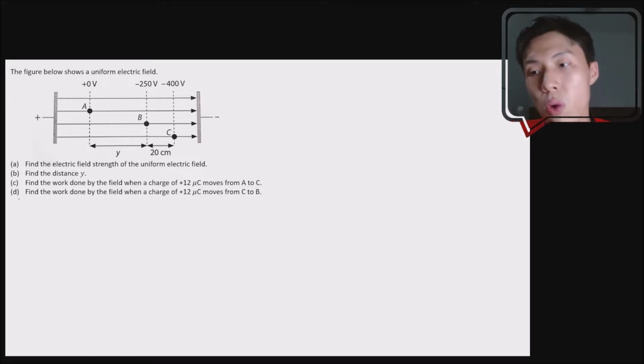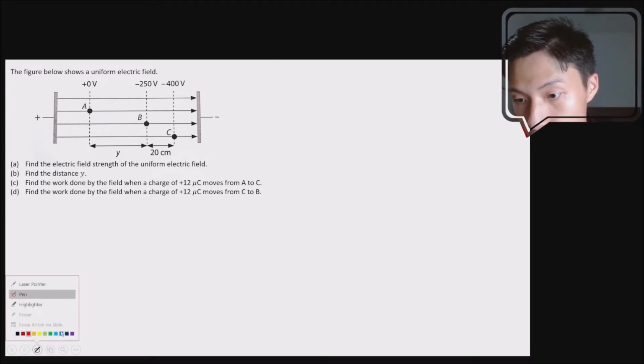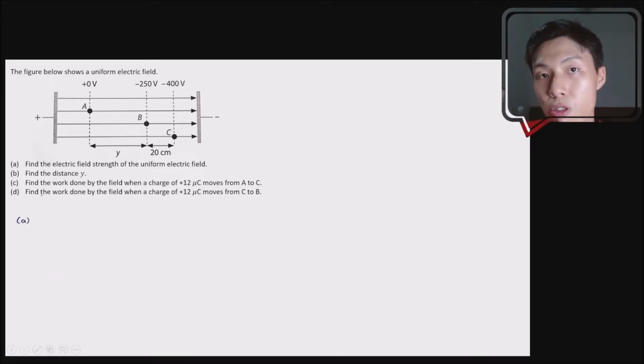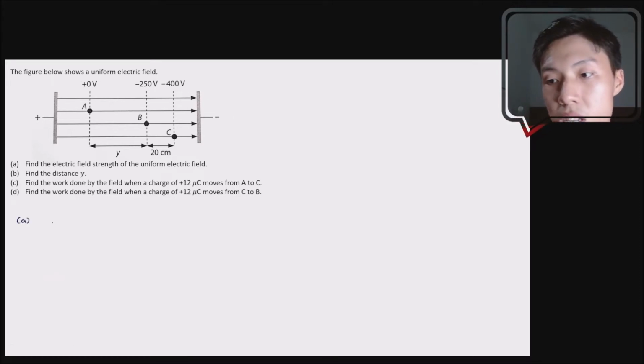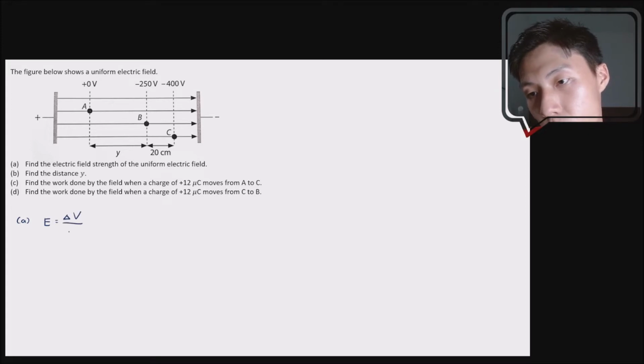Okay, so the one way you can determine the electric field here is through the parallel plate equation. If you know it's a uniform electric field produced by a parallel plate, you can use this equation to determine the magnitude of the electric field. So it's E equals delta V over d. The E here will be the magnitude of the uniform electric field.